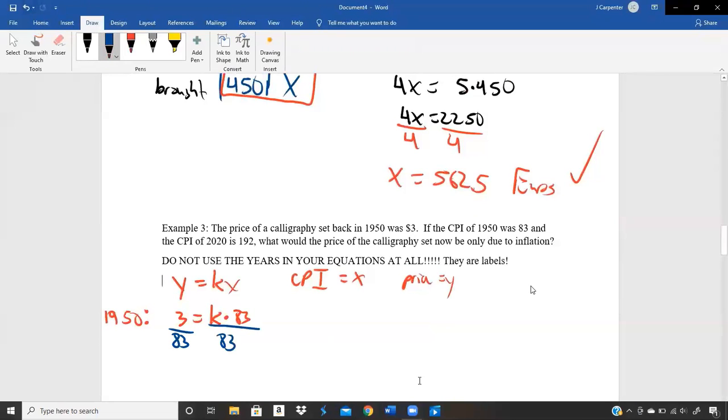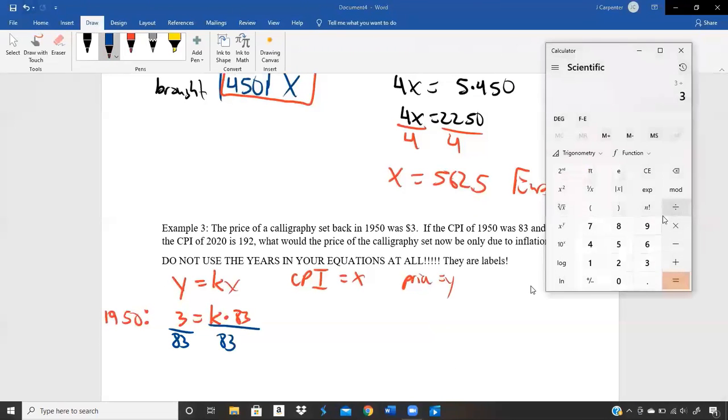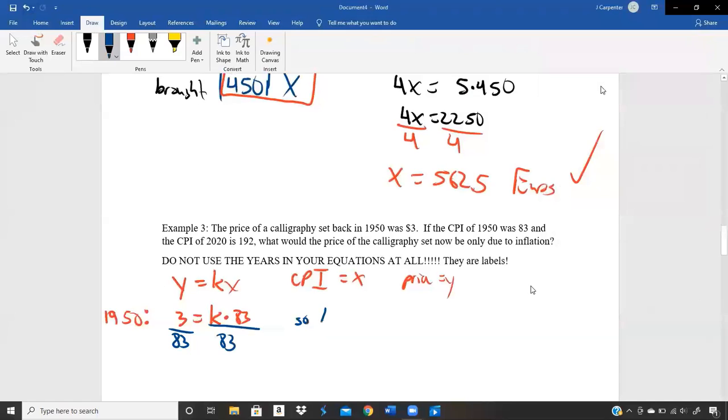And then 3 divided by 83 is going to give us an ugly decimal. And I don't want to round this simply because if I round it, then there will be rounding error. Now, if I round this to 5 or 6 or 7 decimals, that's not too bad, but I'm just going to leave this as 3 over 83. K is equal to 3 over 83. There's nothing wrong leaving these as fractions. So our equation, we can now write y equals, instead of kx, 3 over 83 times x.